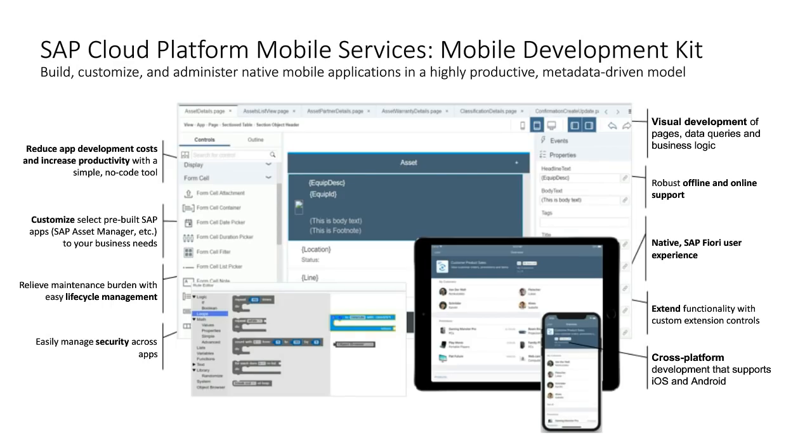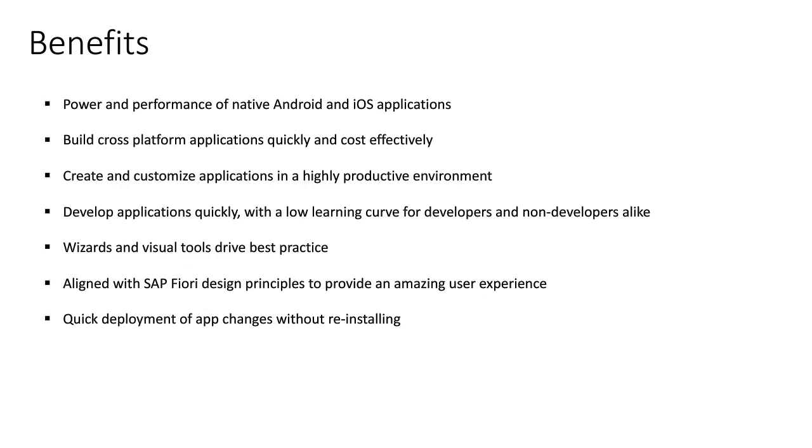So why would you use the Mobile Development Kit? Well, one, it provides the power and performance of native applications. It's Android and iOS applications, but it also allows the developers to build those applications quickly and cost effectively. The development process is visual, and this means that it speeds development, it lowers the learning curve, and we provide these visual wizards and tools to help so that best practices are built into the development process.